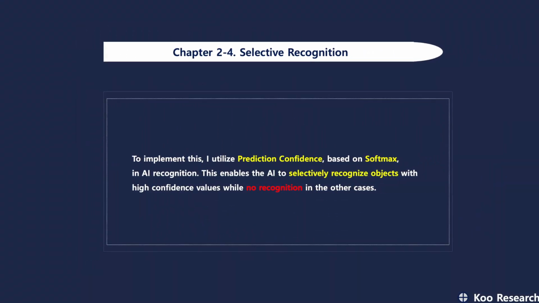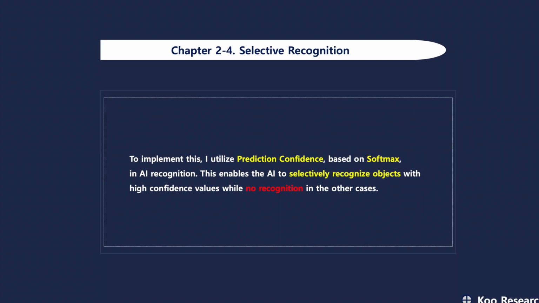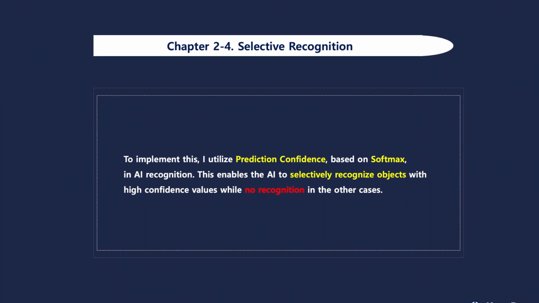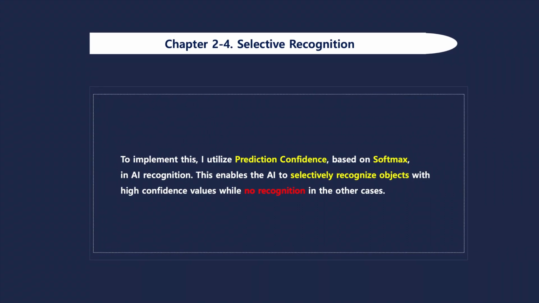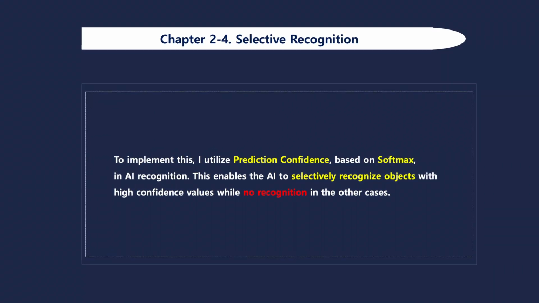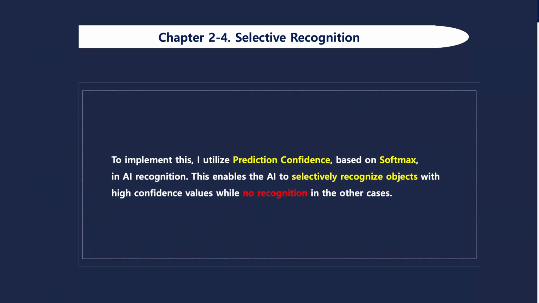To implement this, I utilize prediction confidence, based on softmax, in AI recognition. This enables the AI to selectively recognize objects with high confidence values, while no recognition in the other cases.